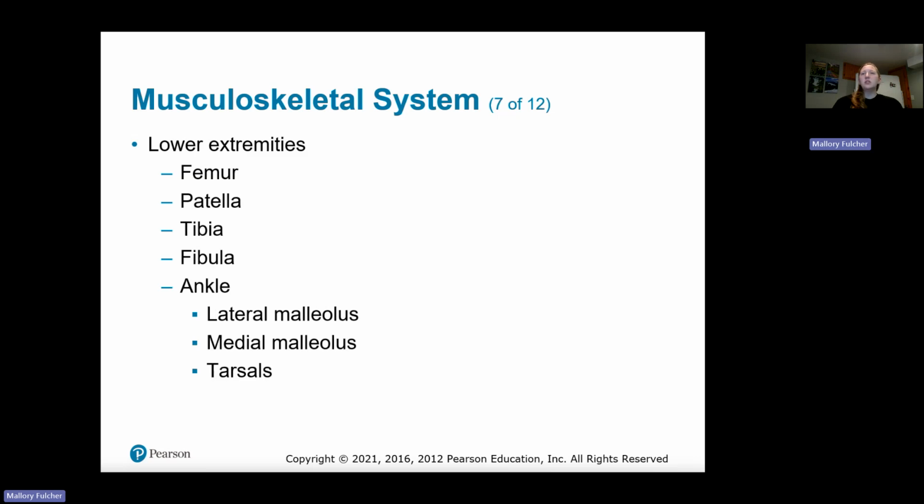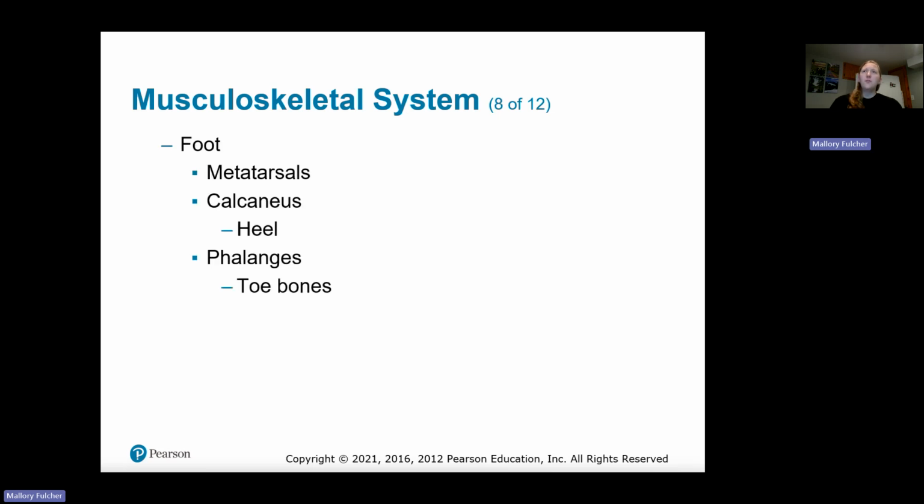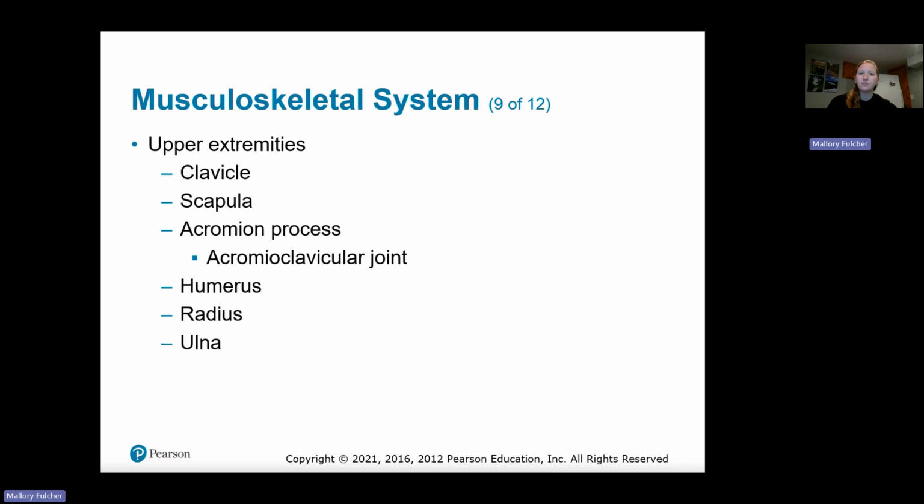Lower extremities: femur, patella, tib, fib, ankle. In our ankle, we've got, I believe, 7 or 8 different bones. Our foot is made up of several different bones as well. We've got metatarsals, our heel, our toe bones.